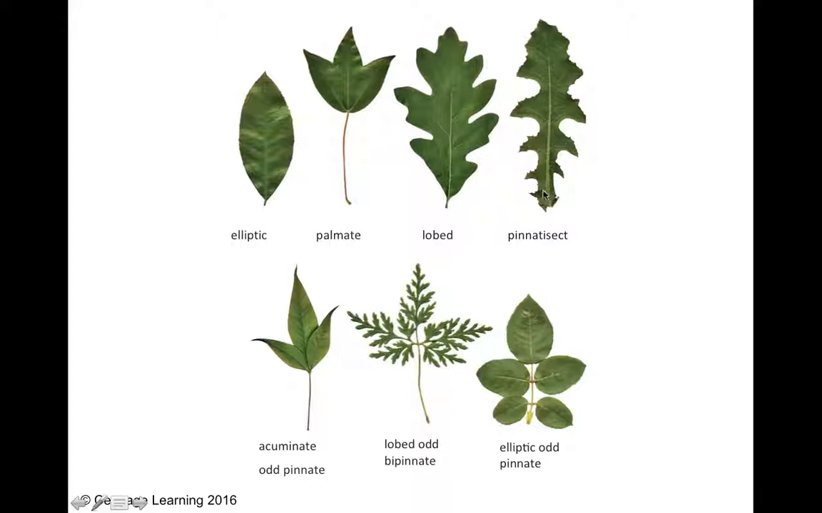This is pinnatisect, which has little leaflets coming out, kind of like pinnate venation. It has pinnate venation, but also has leaflets that are organized sort of pinnately. This is odd pinnate, where instead of having it come off of the stem in several places, it just comes off at one end. And there's a few other names here too: lobed odd pinnate or bipinnate, and elliptic odd pinnate, and you're not going to really need to know those, I don't think, for a test. But there are several ways to describe the way a leaf looks, and from the leaf itself, you can just about always tell what plant it's from.